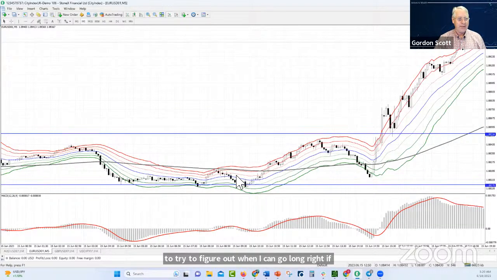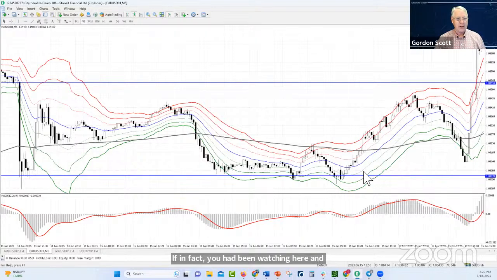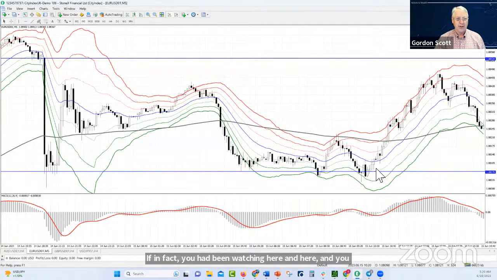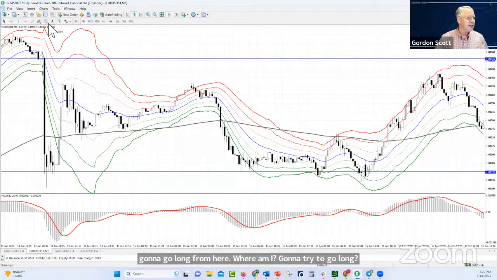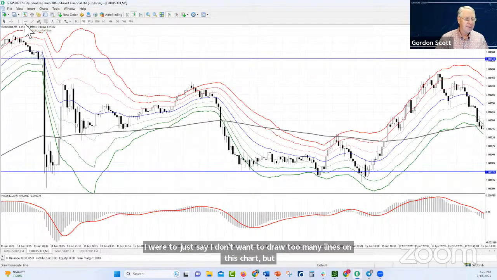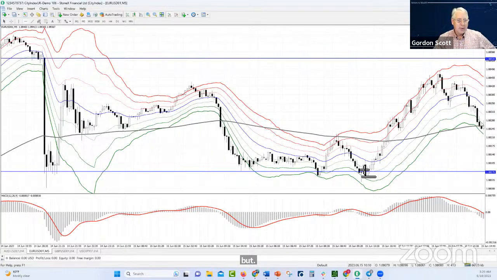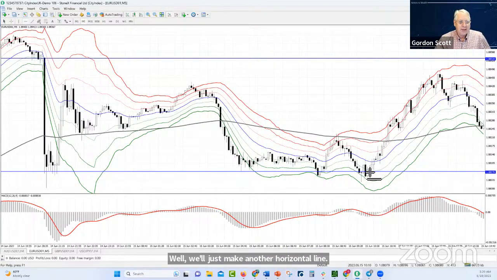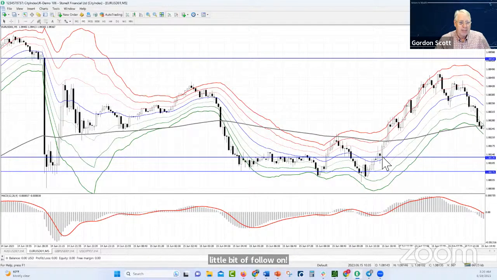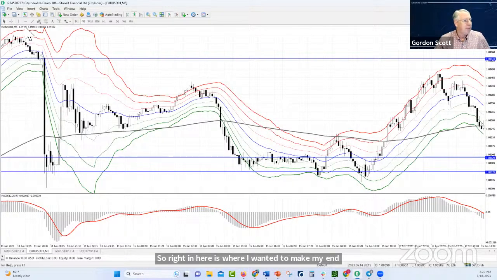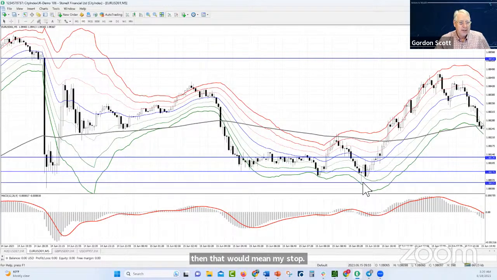If in fact you had been watching here and here, and you get to this point and you say, all right, there's still support, I'm going to go long from here. Where am I going to try to go long? I don't want to draw too many lines on this chart, but we'll just make another horizontal line. Let's suppose I was looking at this and I said it bounced up, and finally we got above that level with a little bit of follow on. So right in here is where I wanted to make my entry. And then my stop loss would naturally be down there.